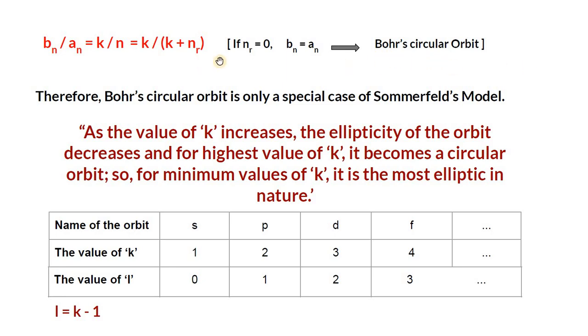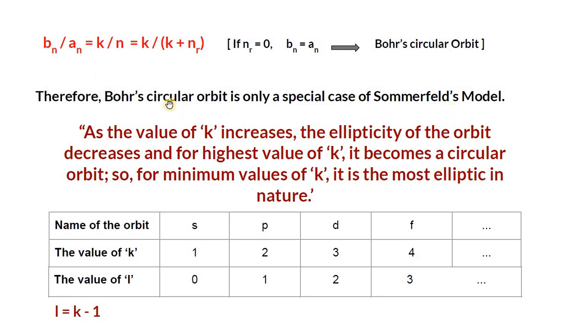So when nr becomes 0, that means the radial quantum number becomes 0, the elliptic orbit becomes a circular orbit, the Bohr circular orbit, right? So that's why I told you that the Bohr circular orbit is only a special case of Sommerfeld's model.